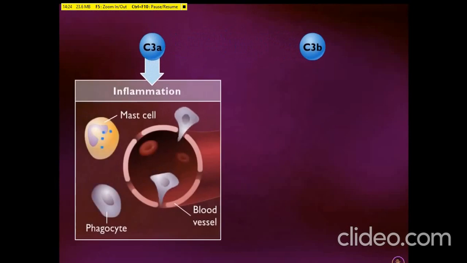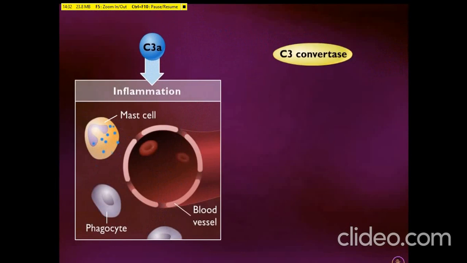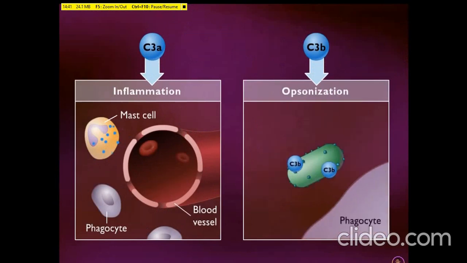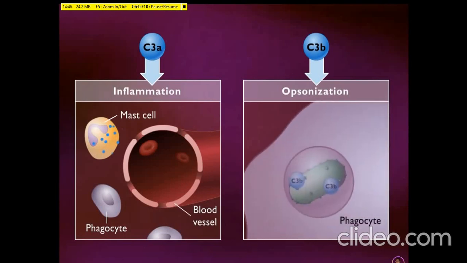Both of these pathways of complement activation follow the same sequence after cleavage of C3. C3A is involved in stimulating inflammation. C3b reacts with other complement components to form C3 convertase, which forms more C3A and C3b. C3b also attaches to the surfaces of microorganisms. Phagocytes have a binding site for C3b. Therefore, microorganisms with C3b bound to their surfaces are more susceptible to phagocytosis. Coating of bacteria to make them more susceptible to phagocytosis is called opsonization.